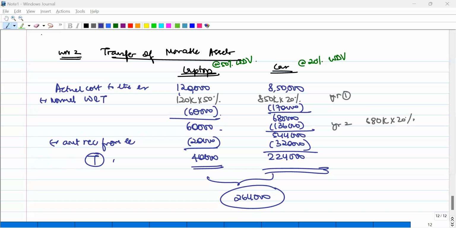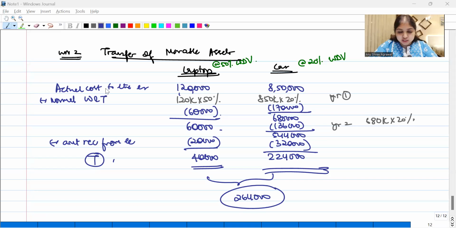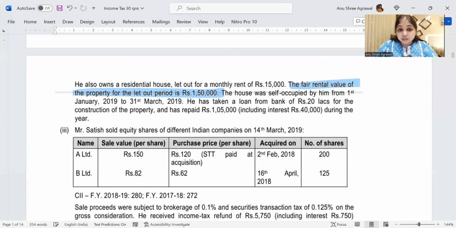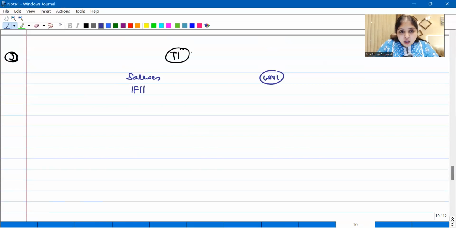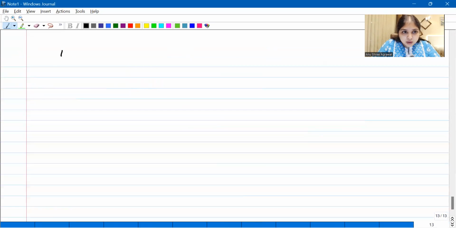Okay. Now let me take you to the next adjustment. Look at the next adjustment over here. This is a very interesting adjustment. This is where major learning is going to happen. He also owns a residential house, let out at a monthly rent of 15,000. Immediately we know which head of income is involved here. IFHP is involved. IFHP, let us say working note number 3. So after working note number 2, I'll open a working note number 3 for IFHP.